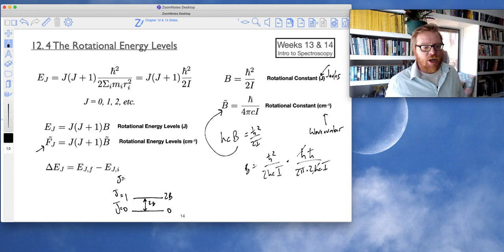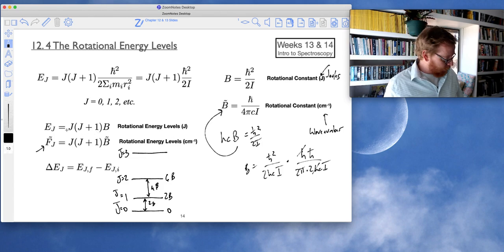So now what about the J equals 2 level? Okay, well, the J equals 2 level is 2 plus 1 is 3 times 2 is 6. So that's 6B. And the difference between these two energy levels is now 4B. Let's keep going with this. J equals 3. This is probably as high as I can go on my picture here. So if J is equal to 3, 3 plus 1 is 4, times 3 is 12. Okay, 12B. And the difference between these levels is now 6B.